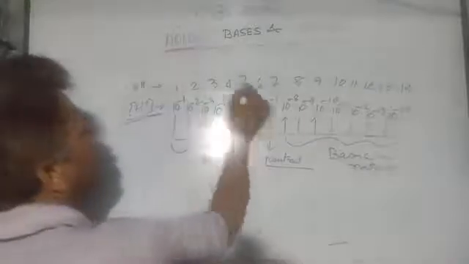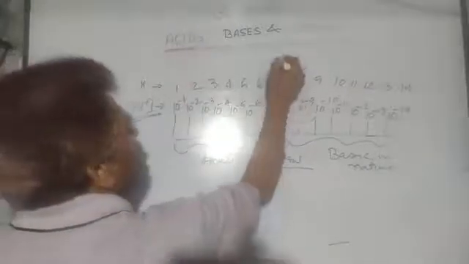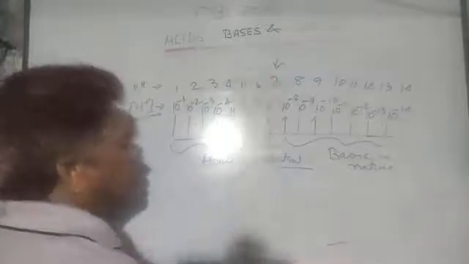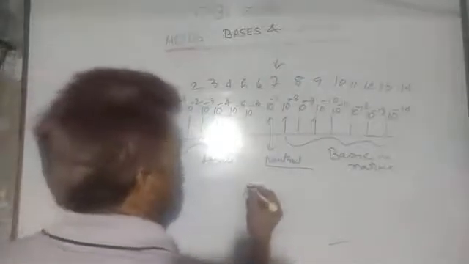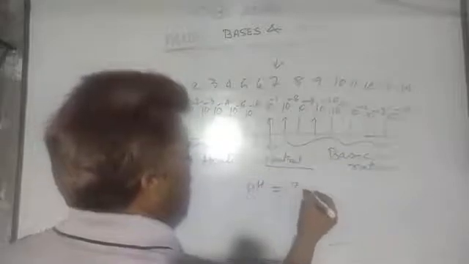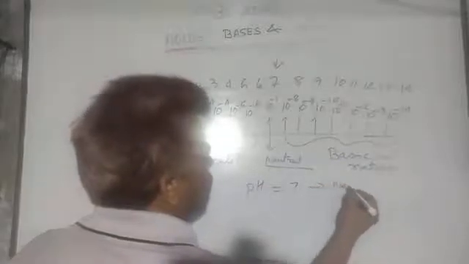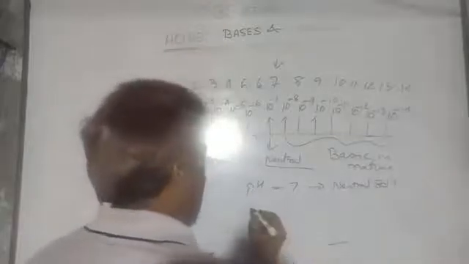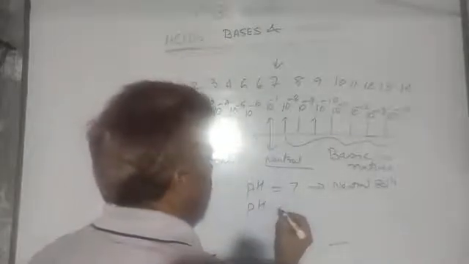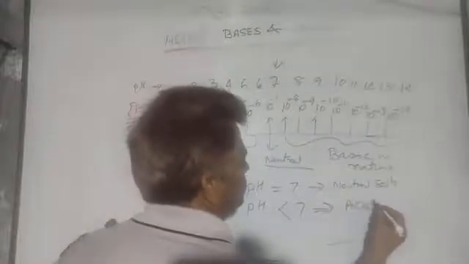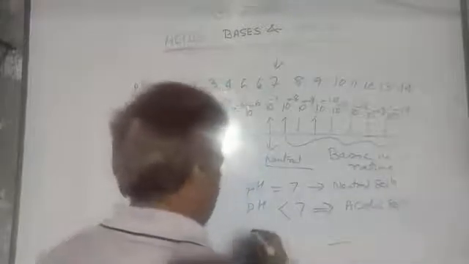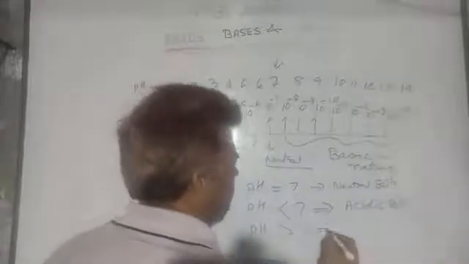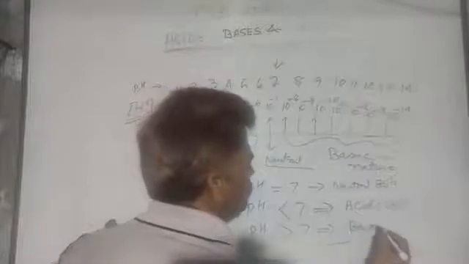Okay, so likewise you can write here the pH value. If the pH value comes 7, that comes under a neutral solution. So you can write pH value here 7, so that indicates the neutral solution. In any solution, if the pH value is 7, that comes under the neutral solution, and if the pH value is lesser than 7, that comes under acidic solution, and if the pH value is greater than 7, that comes under basic solution. You must recall that.